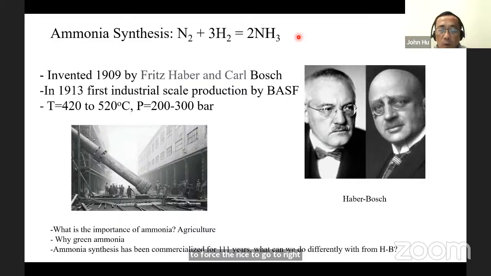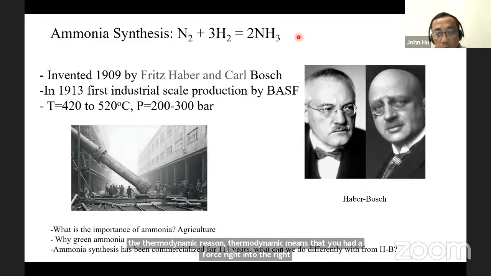That means, number one, for kinetic reasons, you need a high temperature. You follow me? Because you need active nitrogen. For the thermodynamic reason, thermodynamic means that you have to force the reaction to the right, you have to increase pressure. So these 2 gentlemen, the reason they got the Nobel Prize, this is one of the reasons.